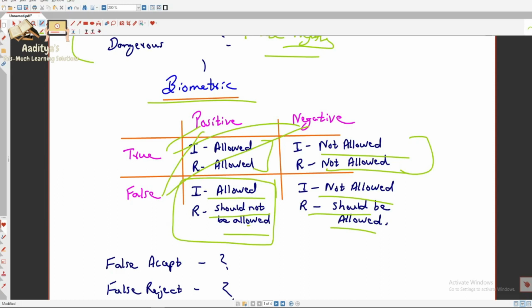False negative is also bad, but again, it is not that bad, because here you are stopping a person who should be allowed. But if a person who should not be allowed is allowed, then that person can be a risk to the organization. So he can do anything. So this is the more risky thing, false positive, in case of biometric, right?